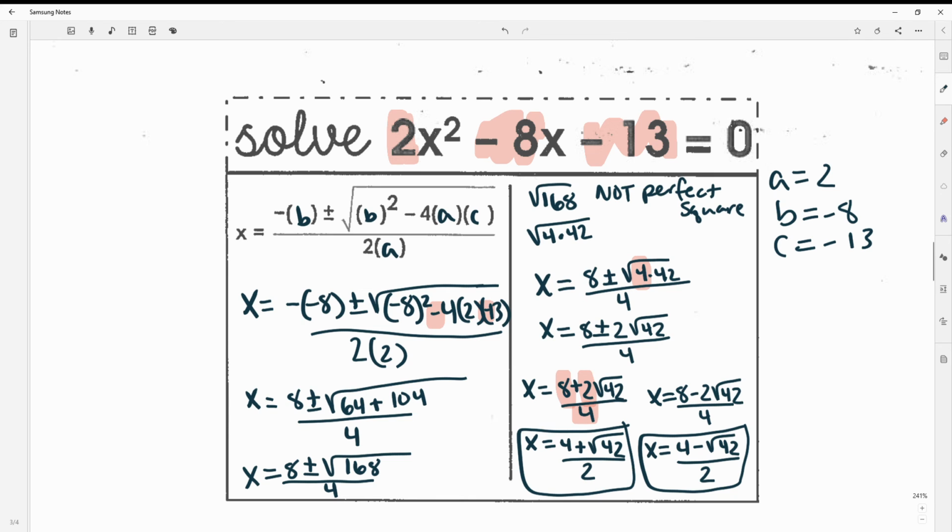And I do not want you to find that decimal value. I want you to leave it as this rational expression here. Okay, so I do not want you to find that decimal value. Just leave it as is. Let's get comfortable with being uncomfortable.